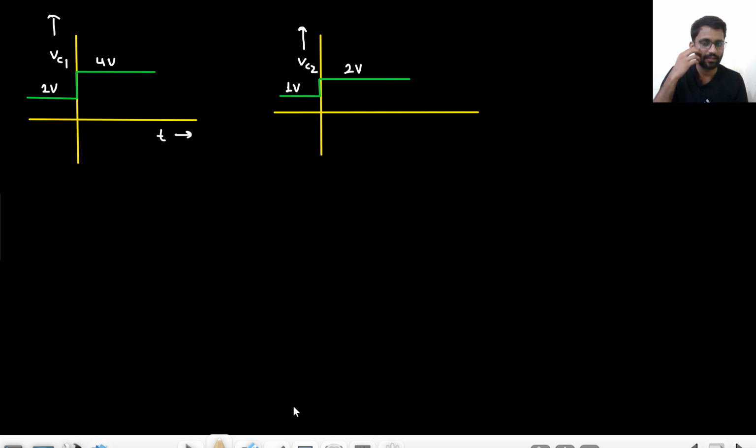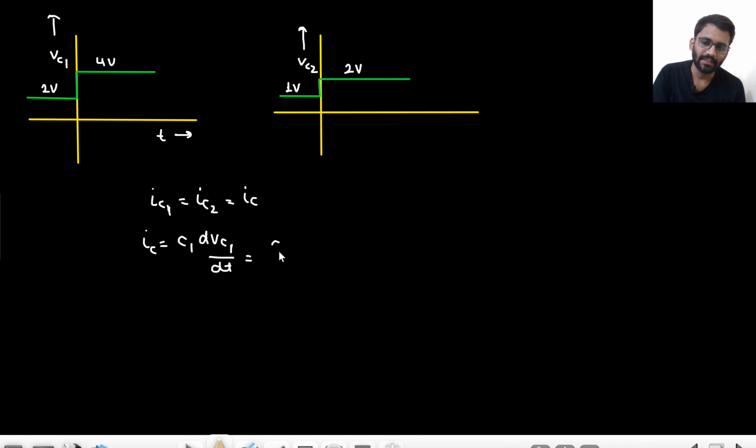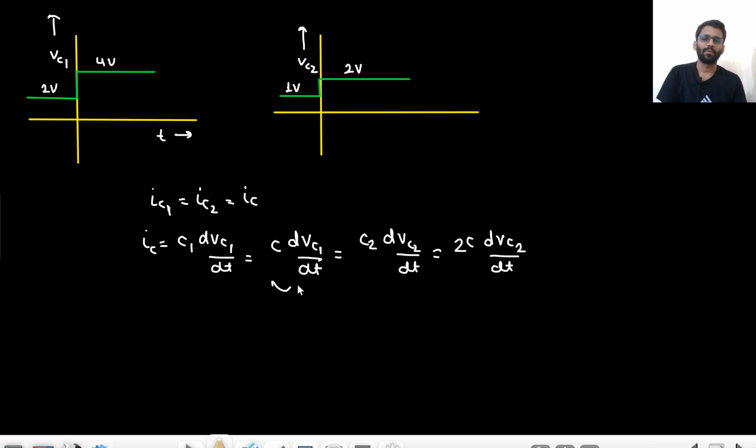So you can write it down, right? IC1 is equal to IC2 is equal to IC actually. So I can write IC is equal to C1 dVc1 by dt, where C1 has C capacitance, right? Or I can write C2 dVc2 by dt, and C2 has 2C capacitance. So these expressions I have. So C into change in the voltage. Change in the voltage is 2 volt. So my answer would be 2C delta T, right? And here 2C into change in Vc2 voltage. What is the change in Vc2 voltage? That is 1 volt. So it will also be 2C delta T.